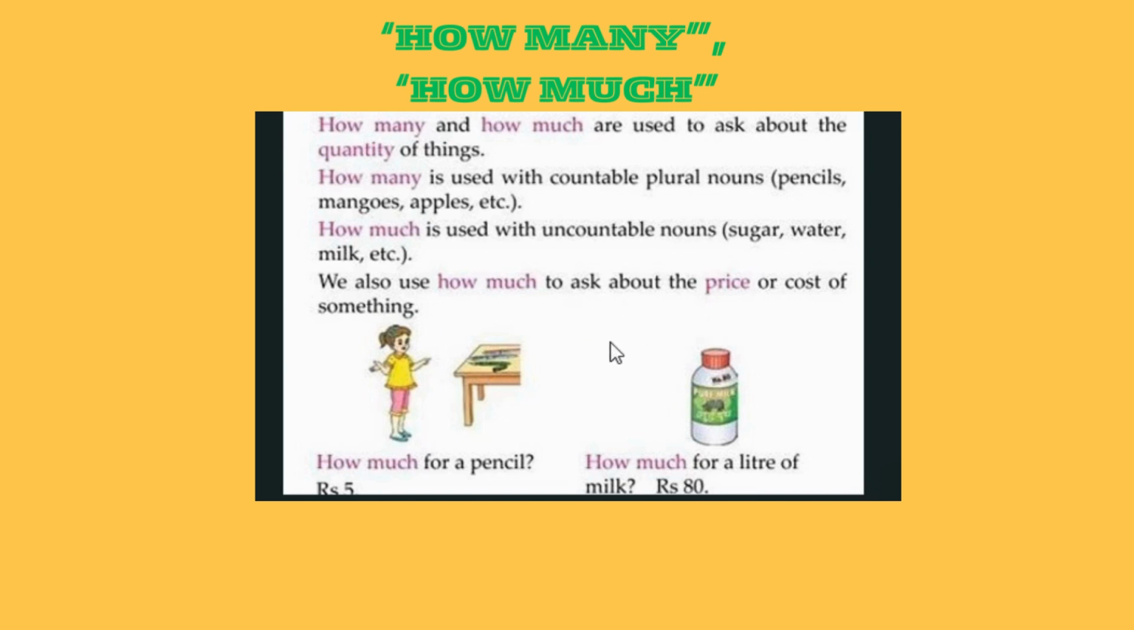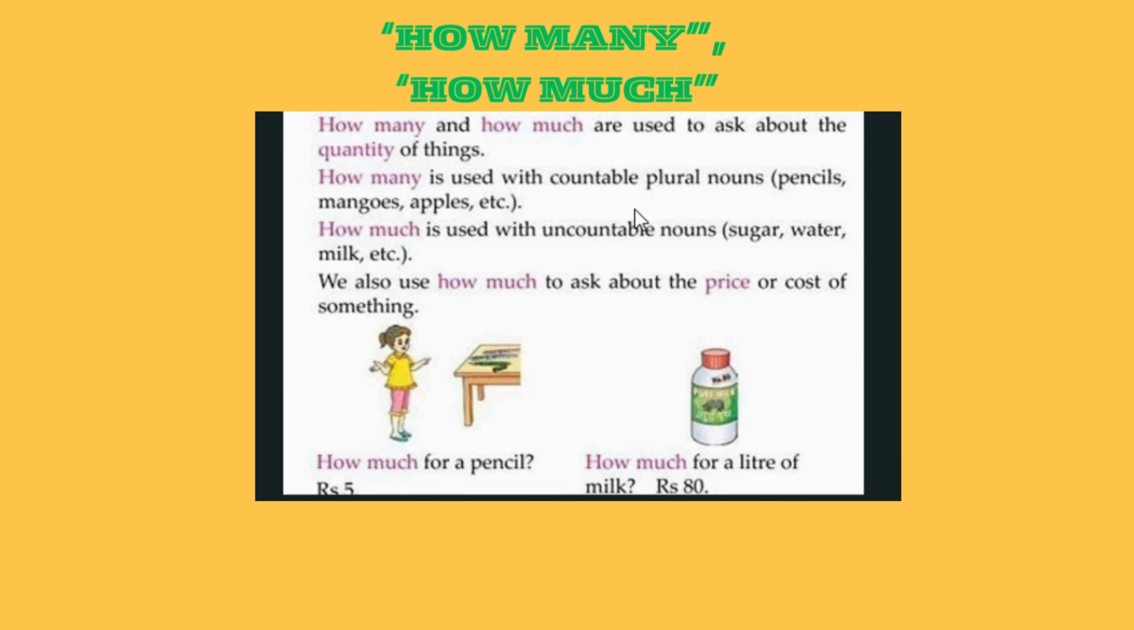We ask this during shopping or anywhere when we want to know the price, how much that thing will cost. That is where we use how much. And how many we use with countable plural nouns: pencils, mangoes, apples, etc. How many and how much are used to ask about the quantity of things.